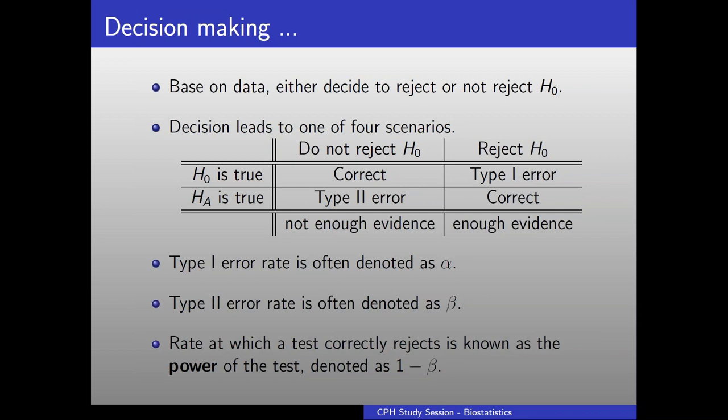When we talk about the power of the test, we're talking about how often we reject correctly. So that's 1 minus the type 2 error rate, 1 minus beta. So under the alternative, how often do we land in this correct box here? How often do we reject correctly?